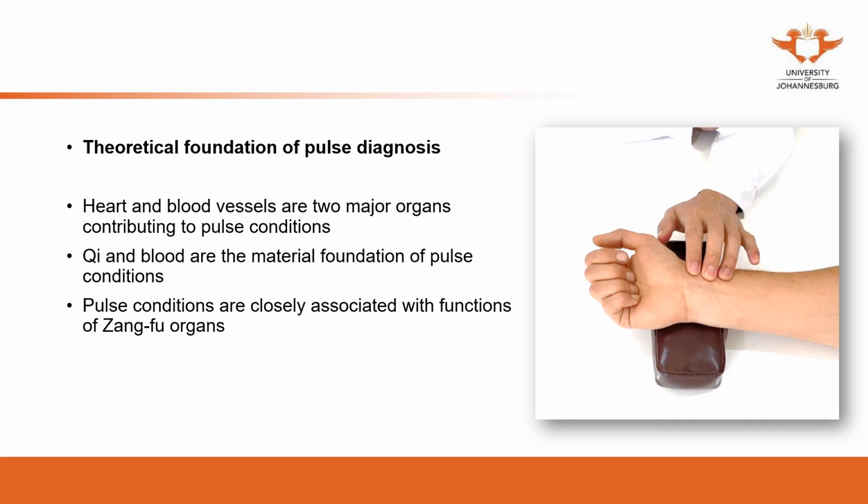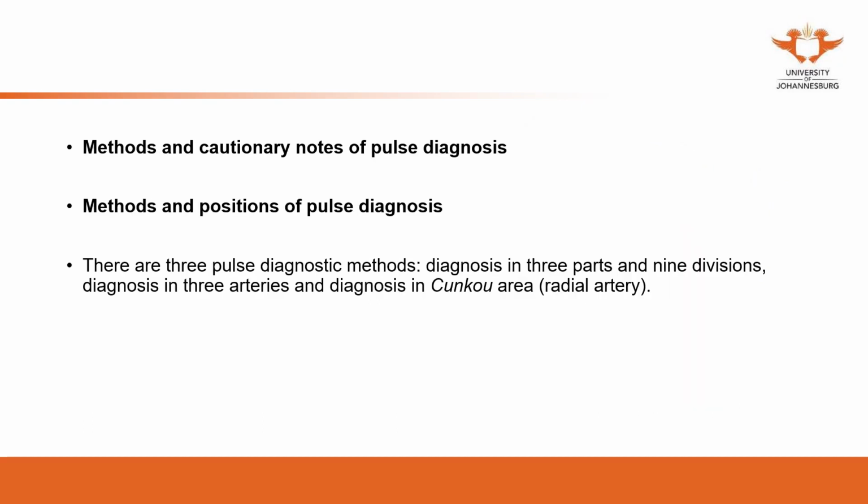So the pulse is related to all organs. It's related to the qi and blood, especially the heart and blood vessels. So now we understand that the pulse may relate to different organs, especially the heart and the other organs, and then how to perform the pulse diagnosis.